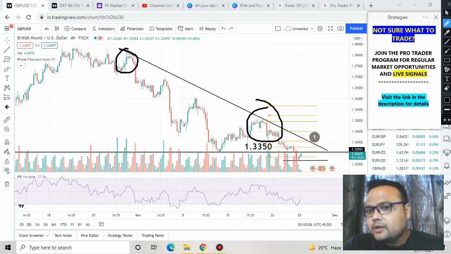So if the market goes up, or if the recovery continues on GBP USD, then there is a good possibility of GBP USD reversing from the trend line. If it reverses, we will take a sell position. And this next opportunity is the present level.